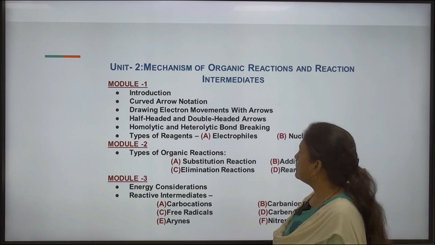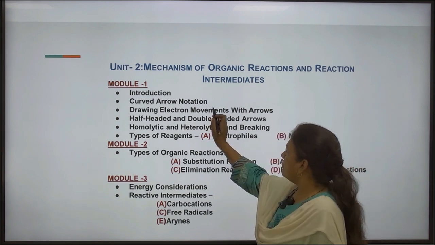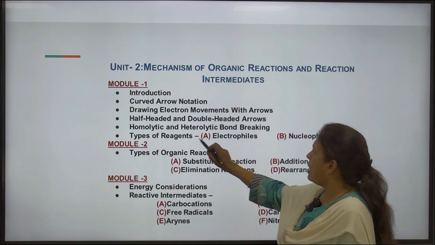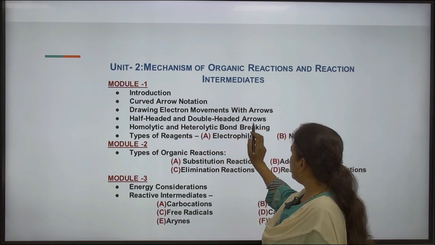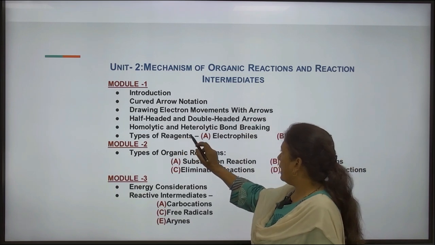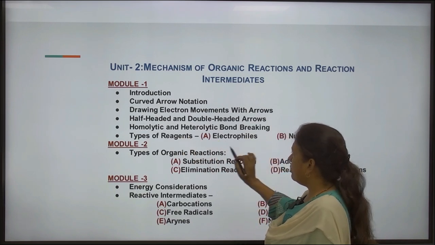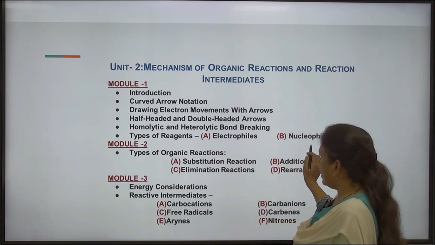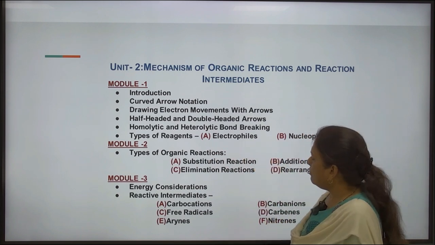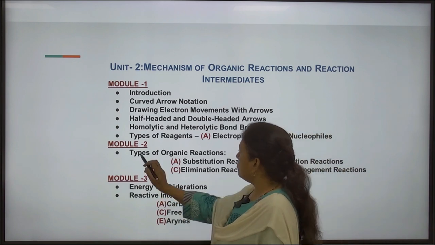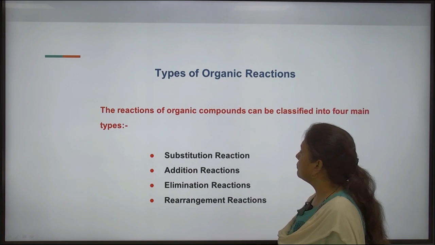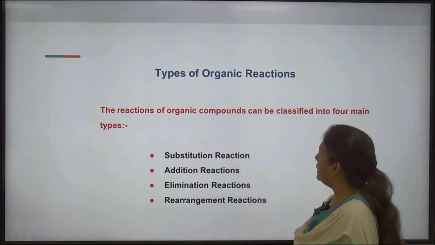In the last lecture, we talked about notation, drawing electron movements with arrows, half-headed and double-headed arrows, homolytic and heterolytic bond breaking, types of reagents like electrophiles and nucleophiles. Today, we will be continuing with Module 2, types of organic reactions. Now, types of organic reactions.